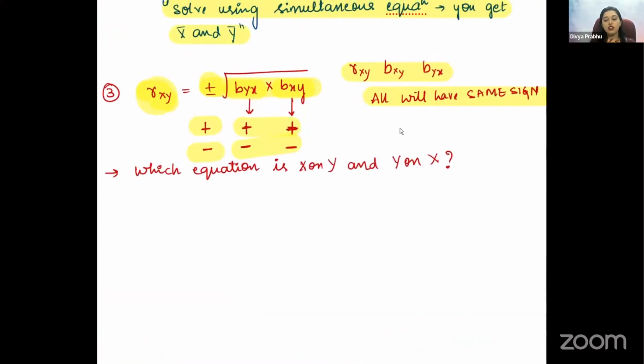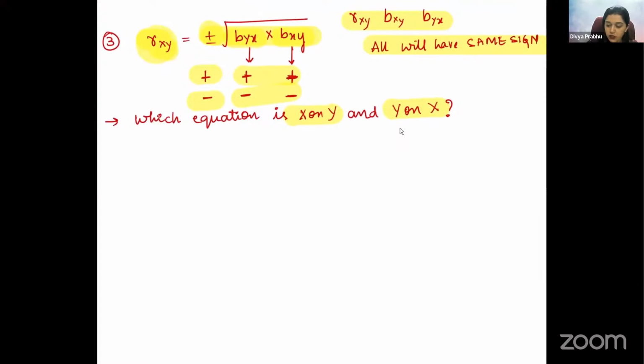Okay. So the last concept in the regression chapter is that you will be given two equations and they will ask you which equation among these is the regression equation of x on y and which is y on x. Basically, they'll give you two equations, and out of these two, you have to identify which equation is x on y, which equation is y on x. That's it.